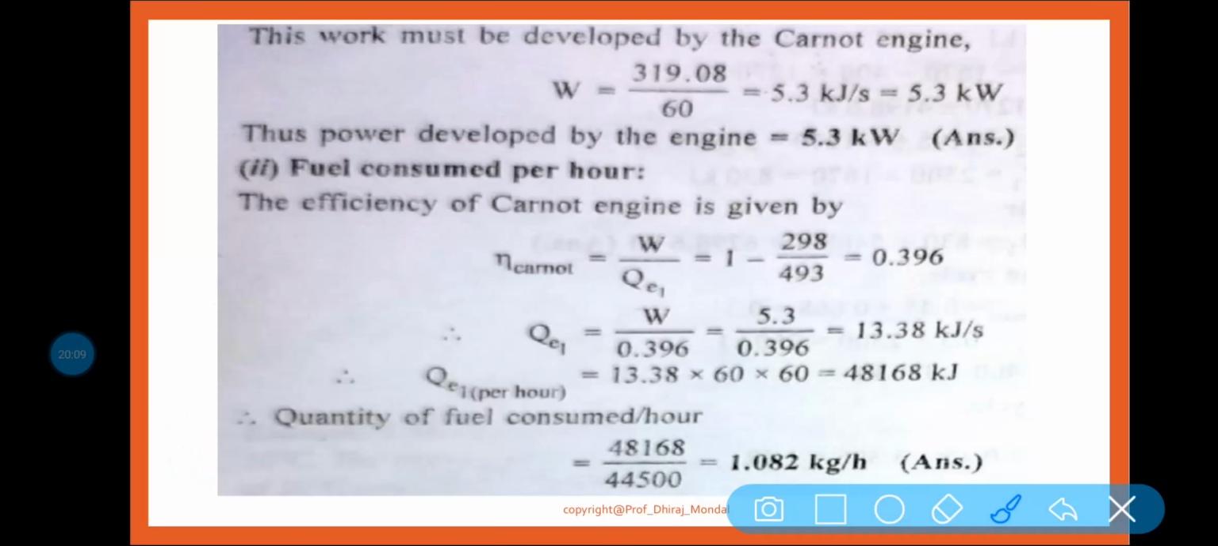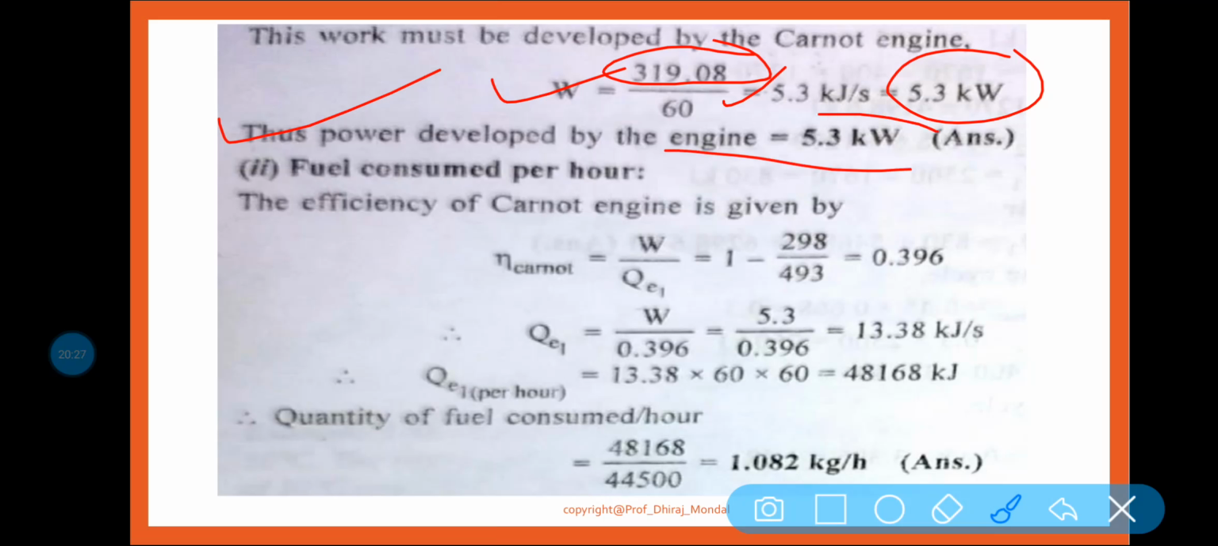Now the W, you know that this is your kilojoule per minute. You have to find out in terms of kilojoule per second, so that you will be getting in terms of kilowatt. So ultimately divide by 60, you will be getting 5.3 kilowatt. Clear? Now the power developed by the engine is your 5.3 kilowatt. So this is the answer, power developed by the engine. So this amount of power has to be developed by the engine, so that the heat pump or the refrigeration system will run.